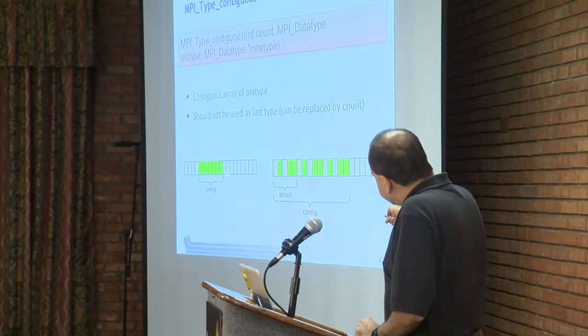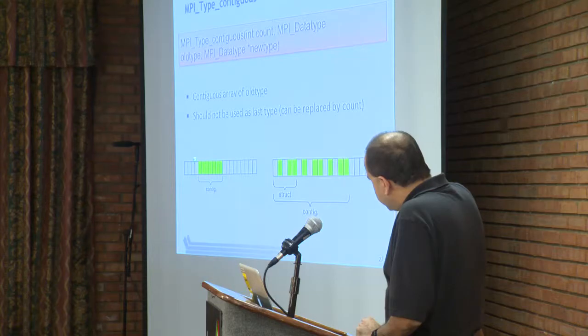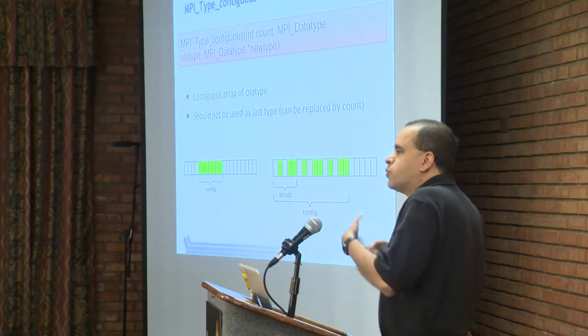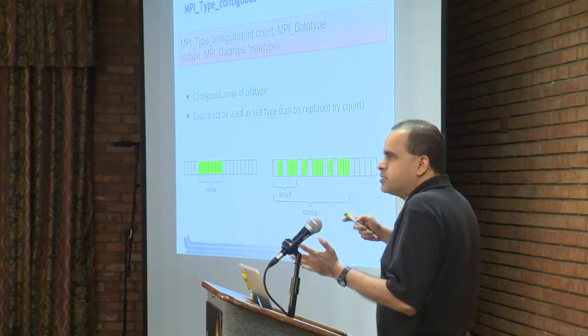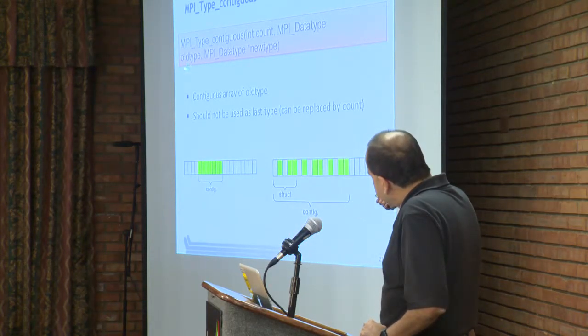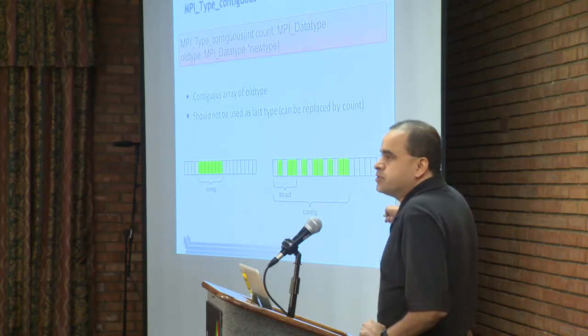Let's say you want to create a contiguous type like this. The first parameter is count, which is the number of items in this. How much is this? 7. So this would be 7. The next is the type of each of these count items, whatever type they are. In this case, let's assume they are some basic type, say MPI int. So you would pass MPI int. And what you get out of this, the returned type, is a contiguous type that represents this.